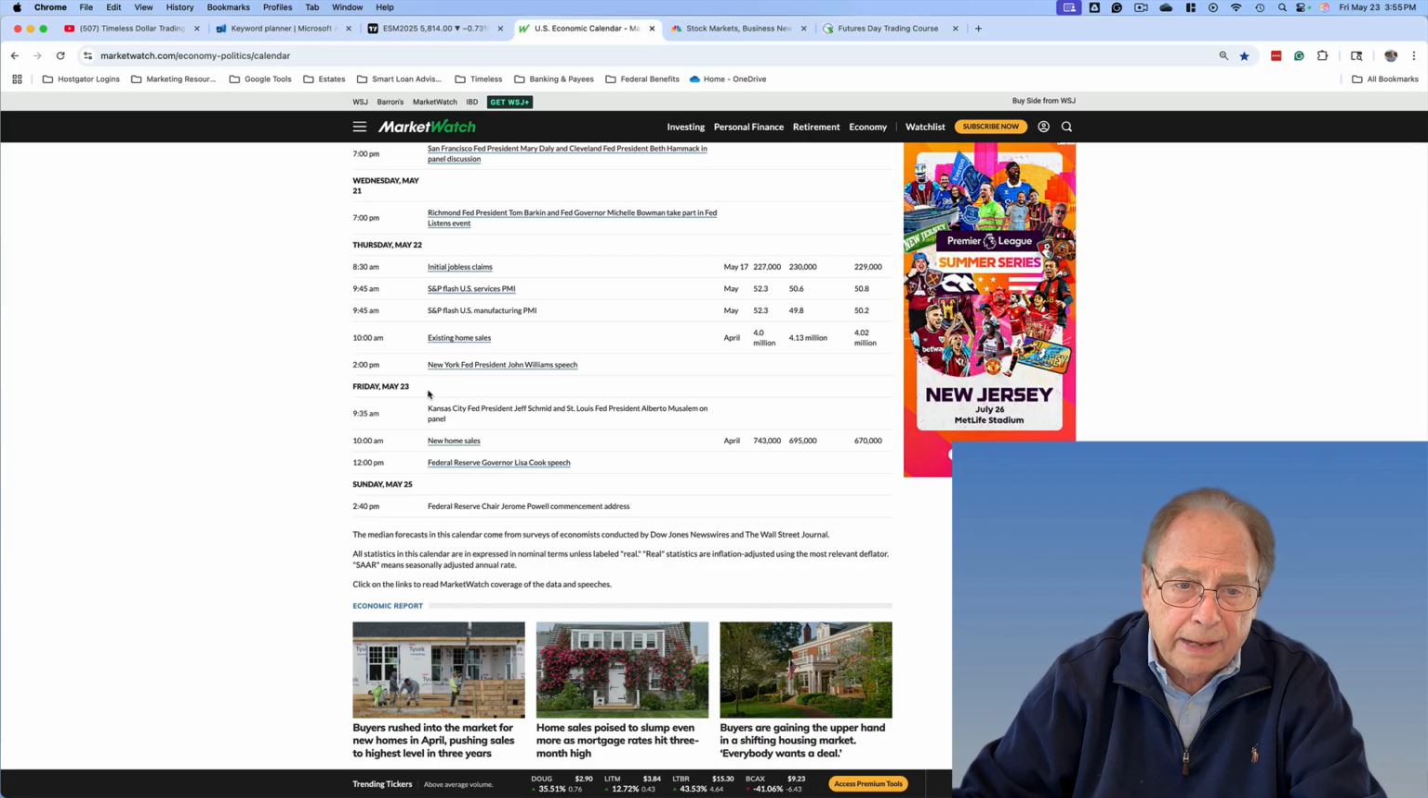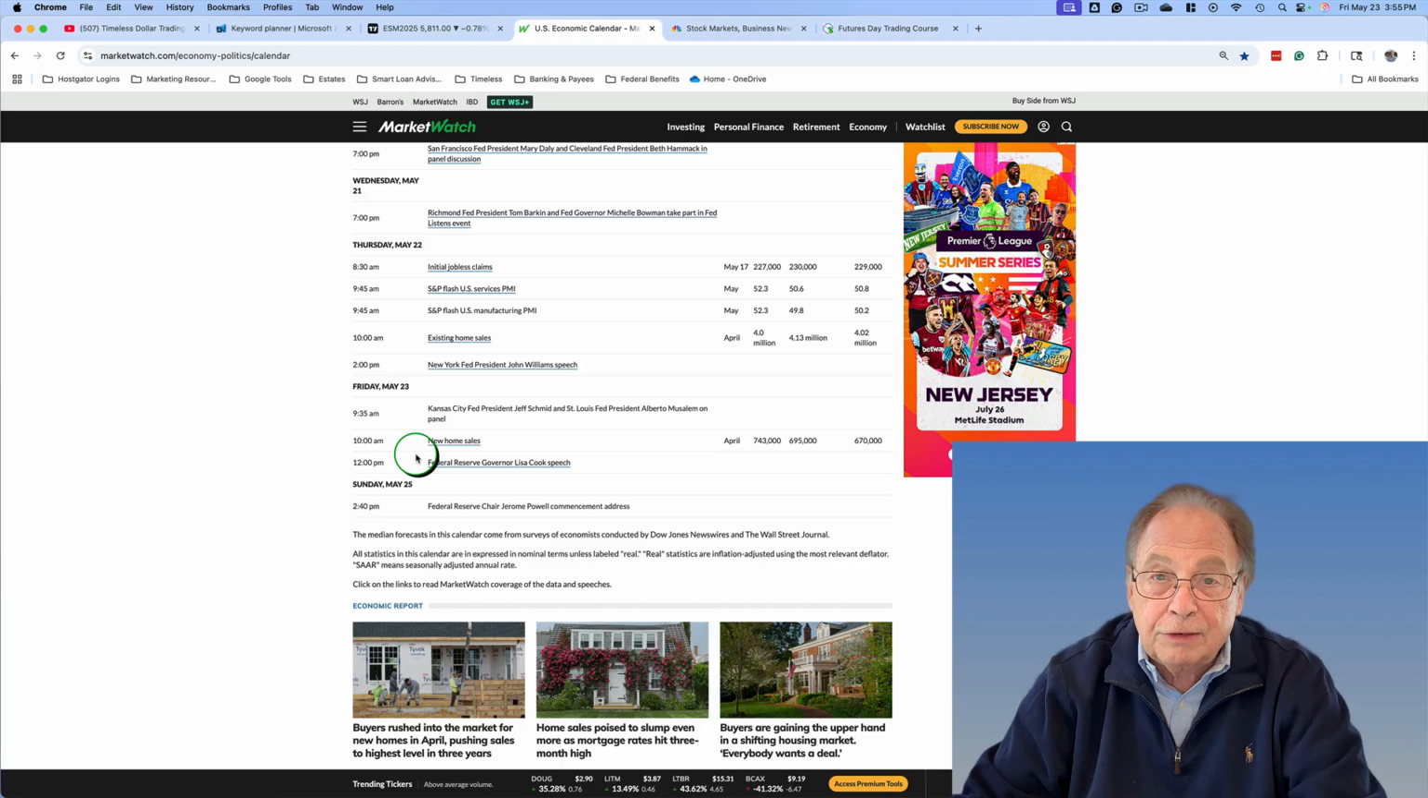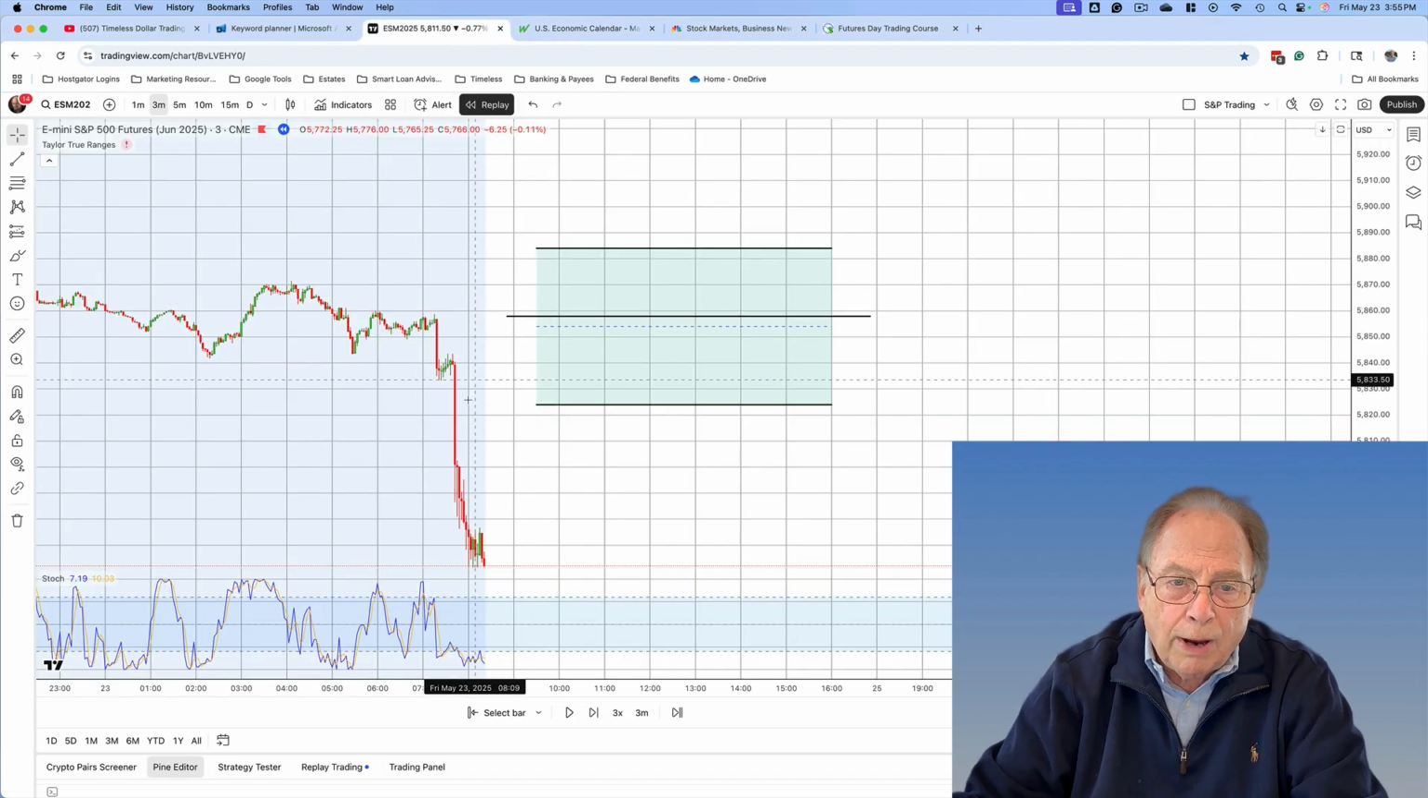Here's my economic calendar, Market Watch, for Friday. Kansas City Fed President at 9:35, at 10 a.m. new home sales, Federal Reserve Governor Lisa Cook speaking at 12 p.m. None of these things are going to move the market. So what accounted for this?